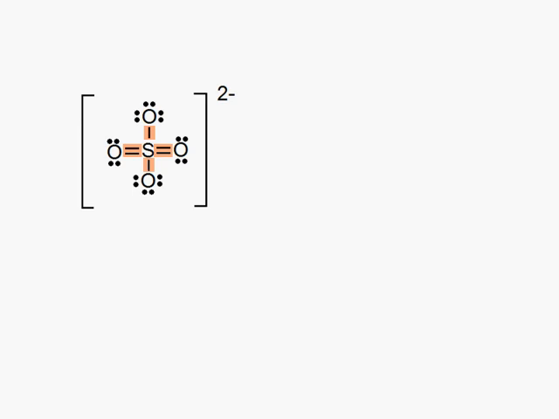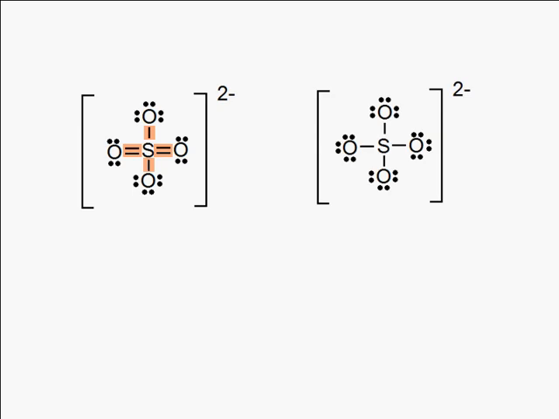This particular resonance structure is believed to be more significant than this one, where all the bonds are single bonds and the sulfur atom has an octet around it. The reason is that the sulfur atom on the left has a formal charge of 0, whereas the sulfur atom on the right has a formal charge of +2.